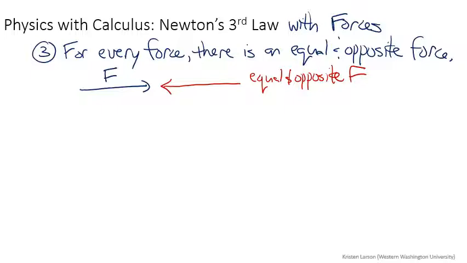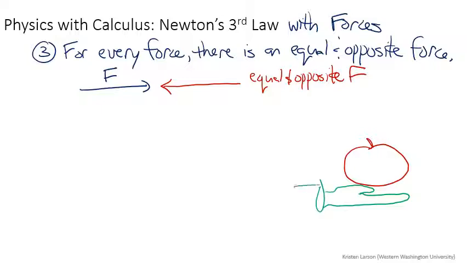One of my favorite examples to think about Newton's third law is to think about an apple. I'm not a very good artist here, but let's imagine an apple, and let's imagine that I'm holding it with my hand. Here's my hand, there's my sleeve. You get the idea. So there are actually four different forces going on. If I'm just holding this apple up, and it's not doing anything, so it has a velocity of zero, no acceleration, there are actually four forces.